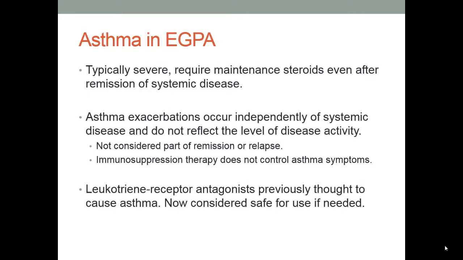The asthma in Churg-Strauss is typically severe and requires maintenance steroids even after remission of systemic disease. Asthma exacerbations occur independently of the systemic vasculitis and don't reflect its level of activity. So they might be treated with immunosuppression that may control their systemic vasculitis, but they may still have uncontrolled asthma. One thing I wanted to mention was that leukotriene receptor antagonists were previously thought to cause asthma, but now are considered safe to use in asthma and in those with Churg-Strauss.